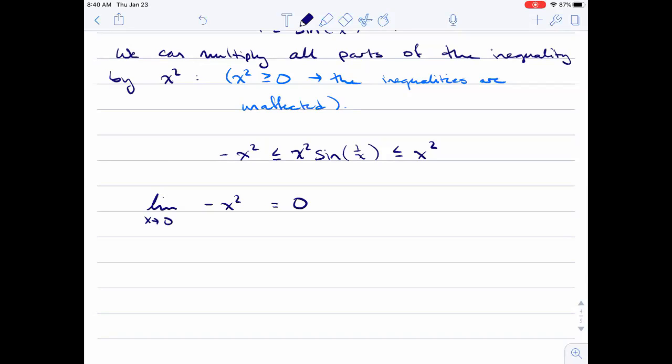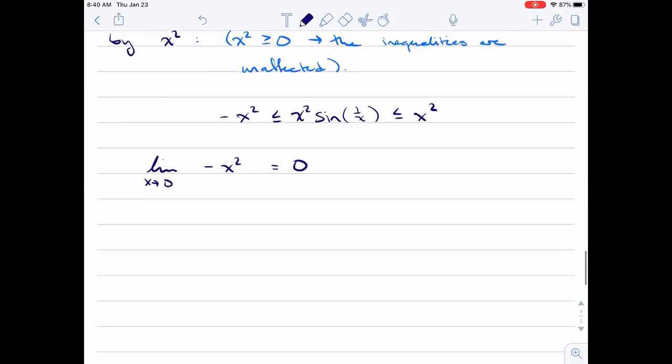And so if we take the limit as x goes to 0 of negative x squared is just going to be 0. And the limit as x goes to 0 of positive x squared is also going to be 0.